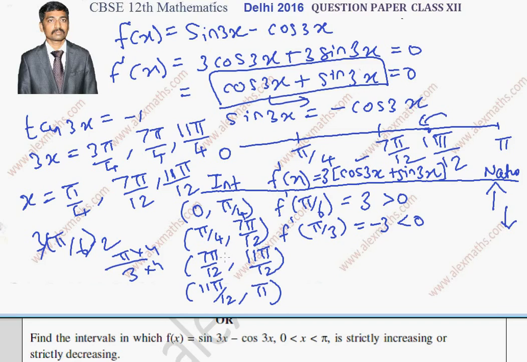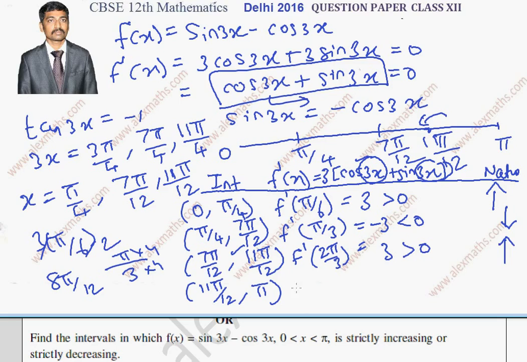Then coming to this, I can go for 8 pi by 12 in this interval. So 8 pi by 12 is nothing but 2 pi by 3. If I put 2 pi by 3 here, I will get cos 2 pi then sin 2 pi. Cos 2 pi is 1, sin 2 pi is 0. So the answer is 3 again, greater than 0. So it is strictly increasing.